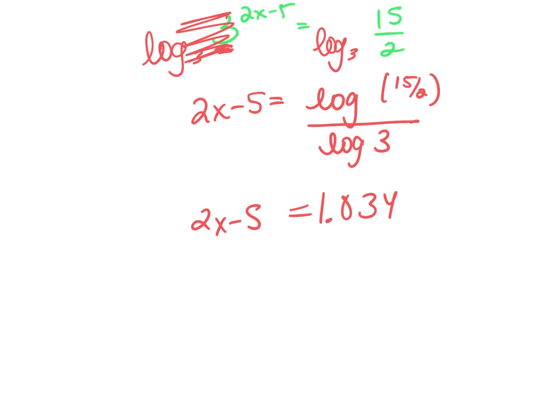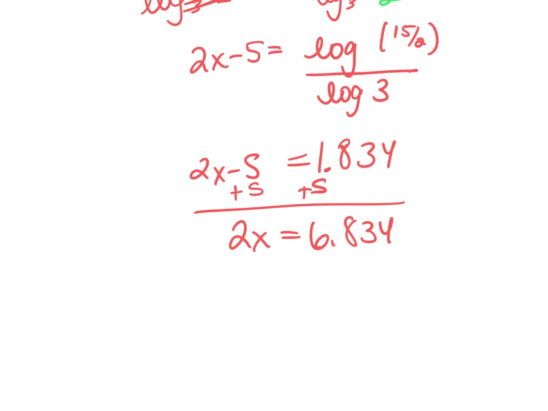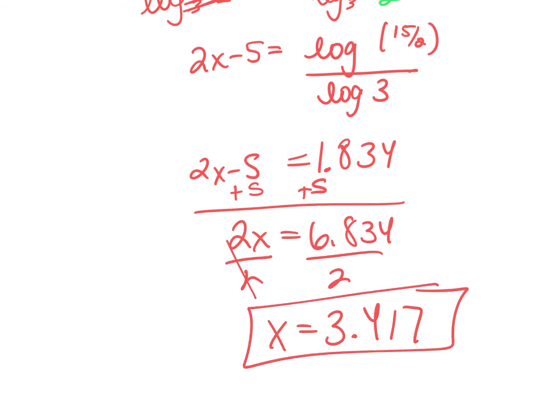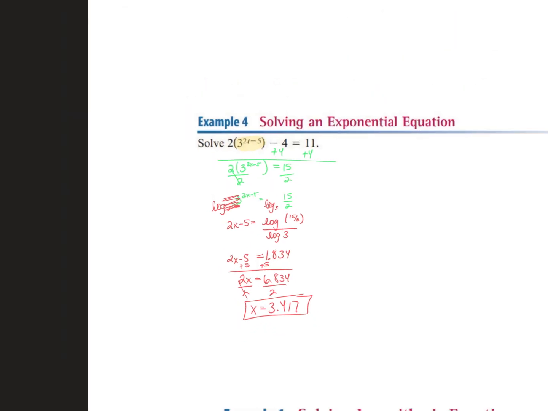Now, do you know how to solve the rest of this equation? Yeah, of course you do. You guys have done this a million times. You're going to add 5 to both sides. So 2x equals 6.834. And then do what? Divide by 2. Perfect. So x equals what? 3.41. And what can I do with that to make sure that I'm right? I can plug it right back in.